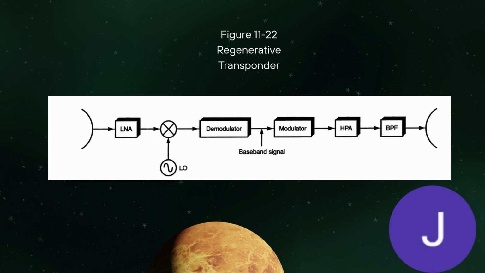Number one is the received uplink signal, then the amplifier or the LNA, then the demodulator, then the modulator, the HPA and BPF, and down to the transmit downlink signal. The advantage of this kind of transponder is that it removes noise and distortion, improves signal clarity, and enables digital processing on board. And unlike other transponders, it does not simply amplify, it reconstructs the signal.